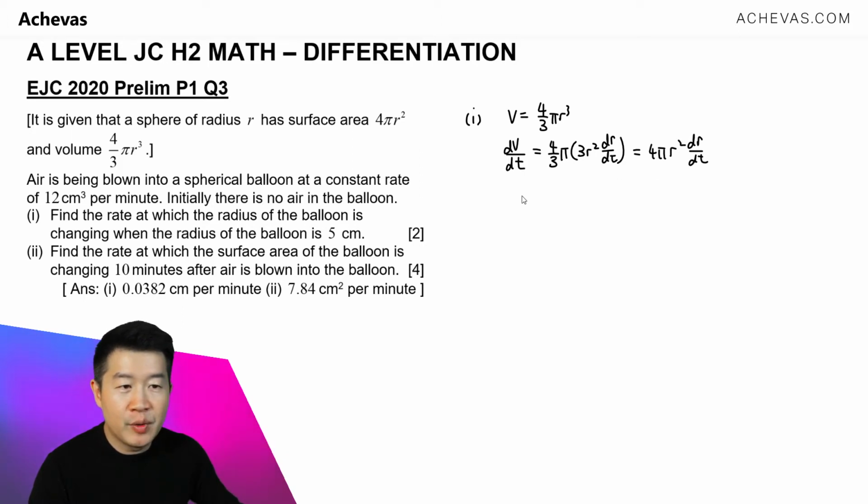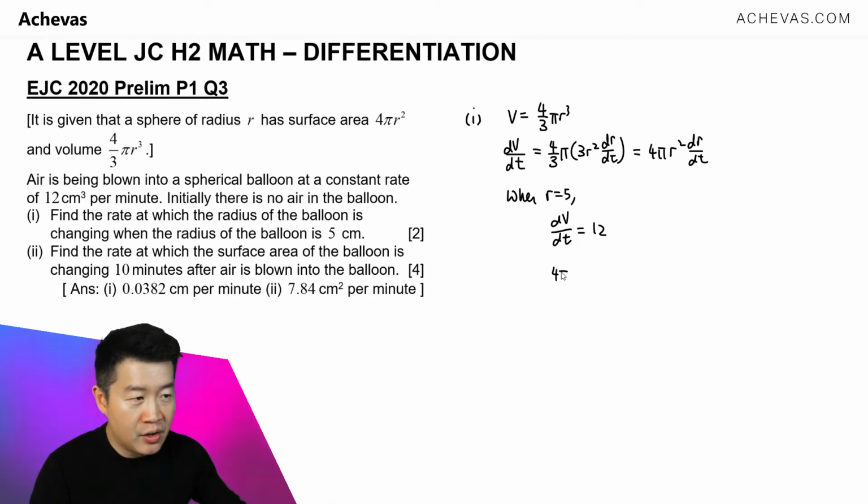And we are supposed to find the rate of change of the radius when r, the radius for the balloon, is equal to 5. So when r is equal to 5, we're actually given what is the rate of change of the volume of the sphere. It is given to us as a constant 12 cm³ per minute. So this is equal to 12. So dV/dt is equal to 12 and dV/dt is this. So we have a 4π(5²) dr/dt. This is equal to 12.